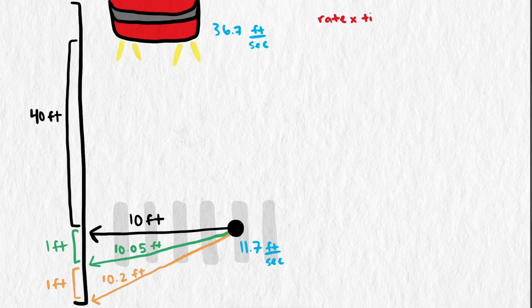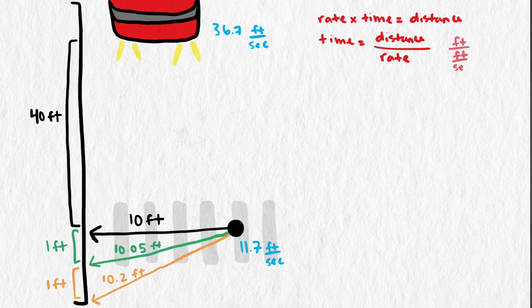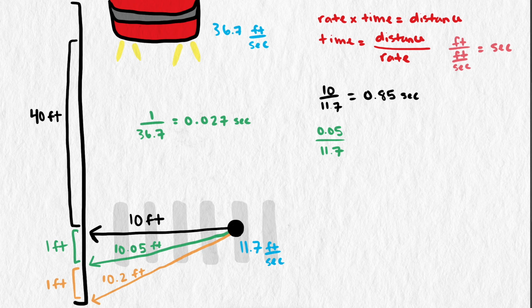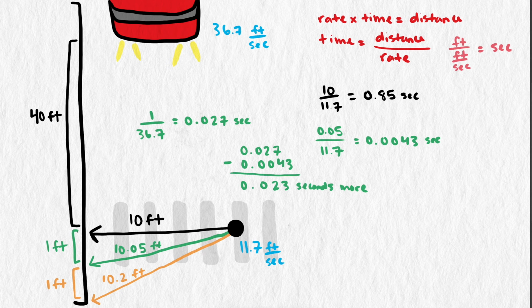Since rate times time equals distance, then the time equals distance divided by the rate. If Sarah goes directly to the curb, it'll take her about 0.85 seconds to get there. If Sarah aims for 1 foot down the curb, the truck goes 1 more foot, Sarah goes about 0.05 more feet. That's an additional 0.027 seconds for the truck, and for Sarah, a minuscule 0.0043 seconds. So Sarah gets about 0.023 seconds more to get to the curb before the truck gets to her.